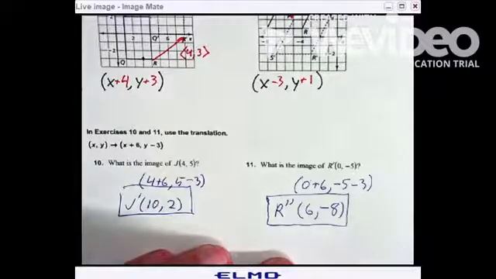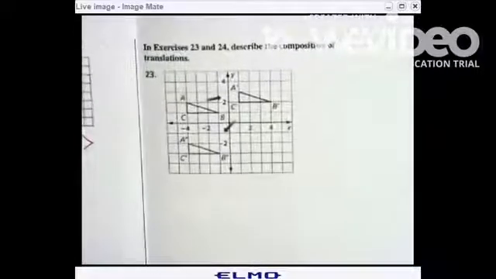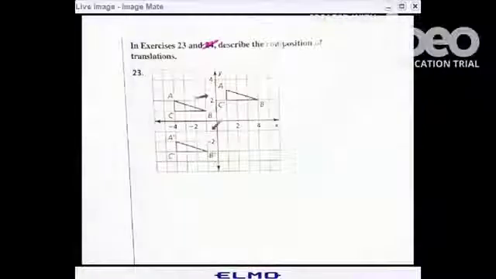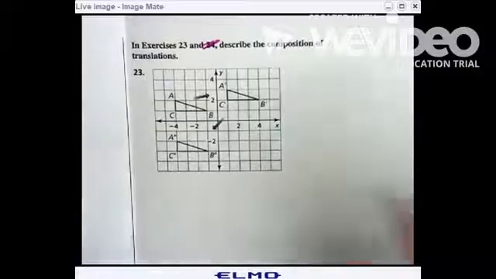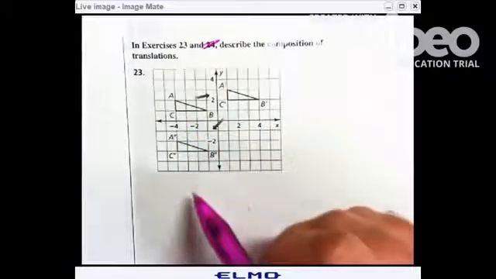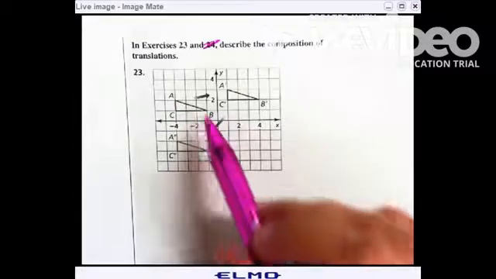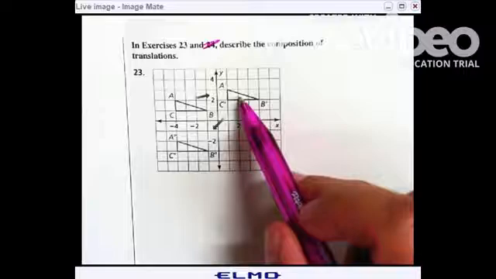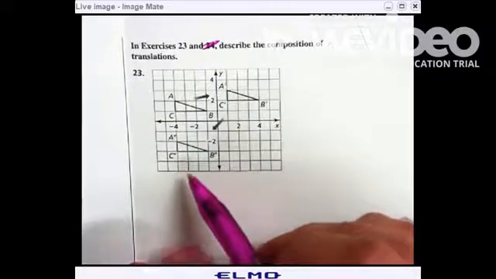So, all right, we are going to do one more right over here. And what I want to do, it says 23 and 24, is whatever, 23. We want to describe the composition of these translations. So I've got two translations happening. Let's see, where's my original? The original is the one right here, ABC, no primes on it. And it moved from ABC to A prime, B prime, C prime, and then down to A prime prime, B prime prime, C prime prime. You know, that gets to be a mouthful, don't it?